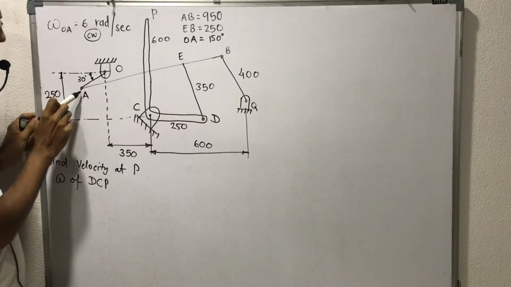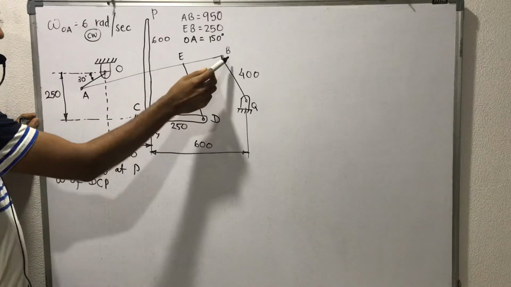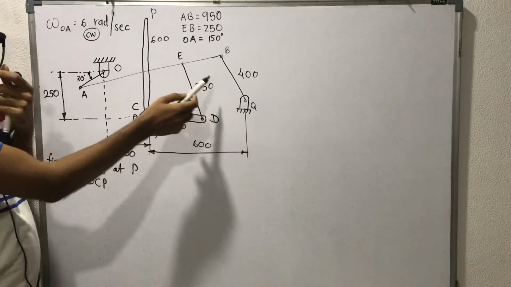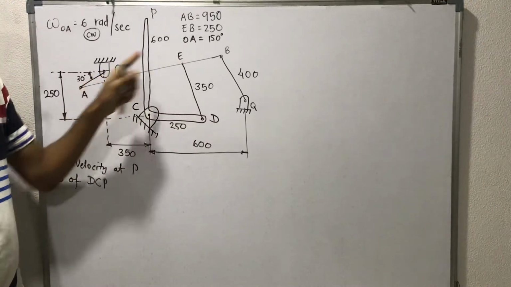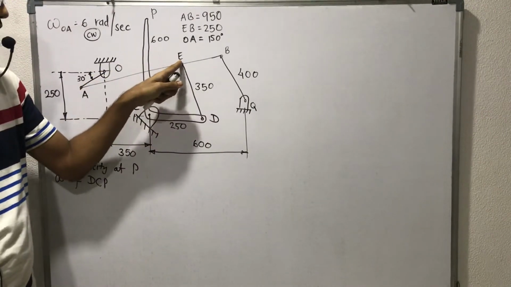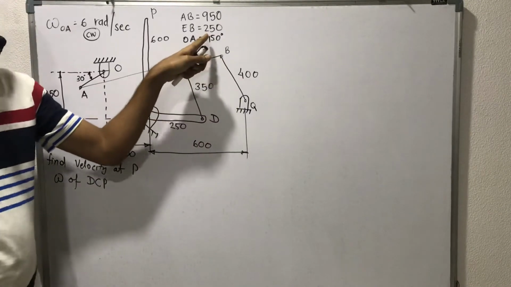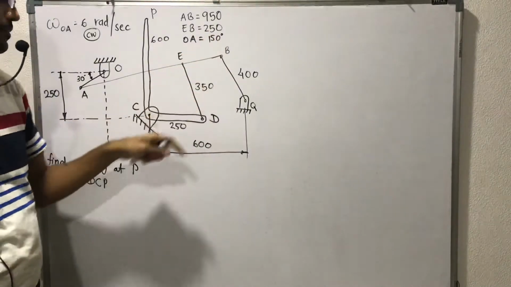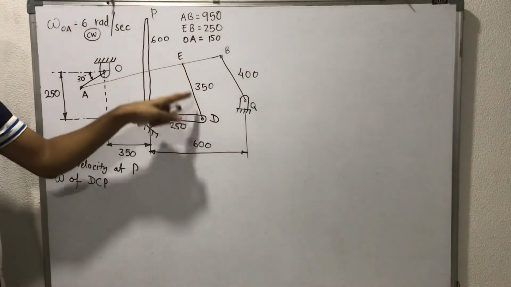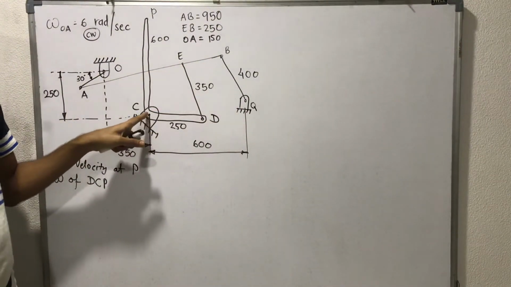So here it is A point. AB is another link, BQ. Q is pin jointed. E is an intermediate point of AB. It is not the midpoint, it is an intermediate point. E to B distance is provided as 250 mm over here. OA link is 150 mm. After that, ED is 350, C is a pin joint.